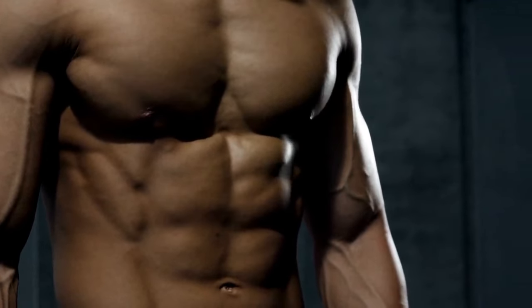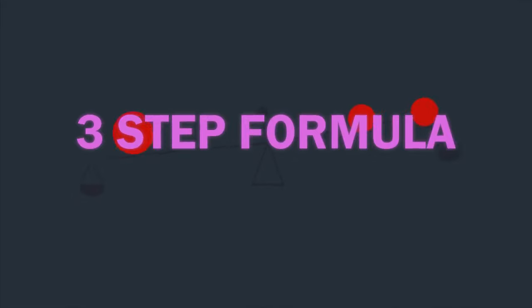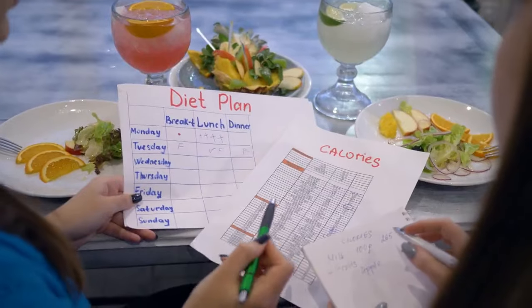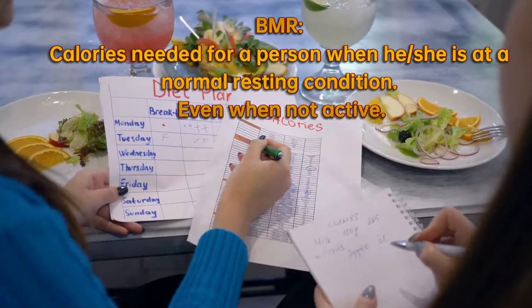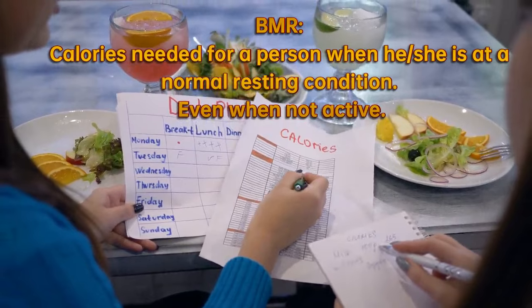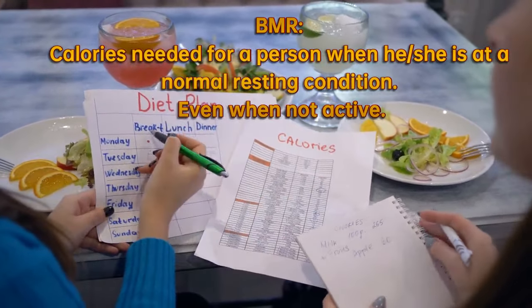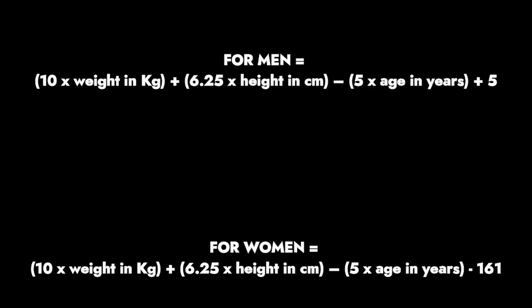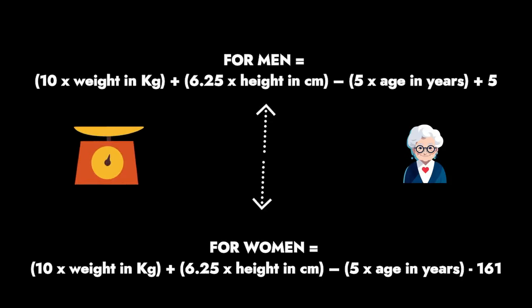So how many calories should we consume? There is a 3-step formula to get your answer. Step 1 is to calculate the BMR, that is the basal metabolic rate. BMR means how many calories are needed for a person at a normal resting condition, even when you are not active. This is important to know your current calorie needs, and this formula is based on gender, and by adding your weight, height and age into it, you can easily calculate your BMR.